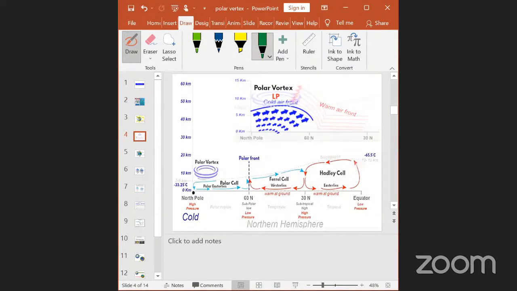So now so many people get confused. What is that? So how is this low pressure, LP means low pressure, low pressure system formed in these polar areas, right? So why is this polar vortex created as a low pressure system, and how, even if there is so much cold air here? So let's understand what is happening here.